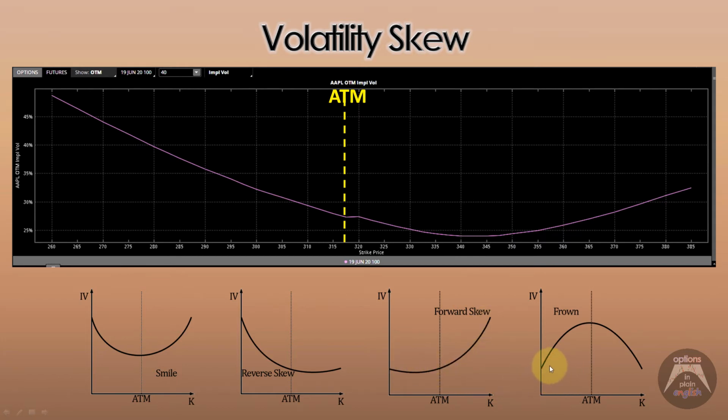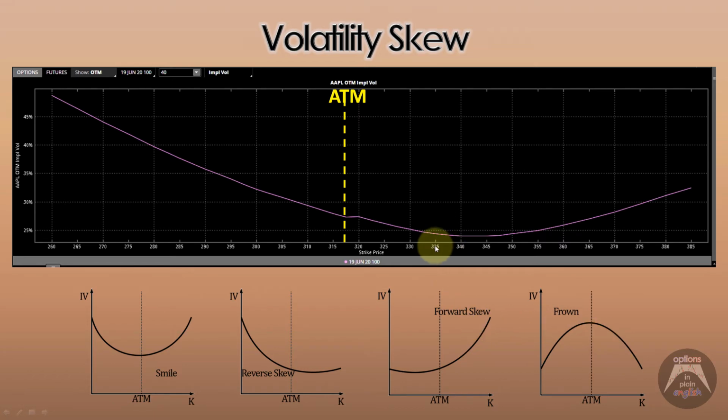This is a pattern that is not present a lot. I haven't seen it a lot, but it's called the frown, which is where at the money you have very high implied volatilities, and then on the out of the money strikes you have lower implied volatilities.